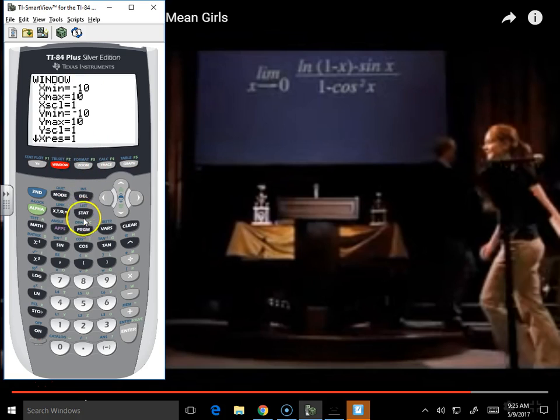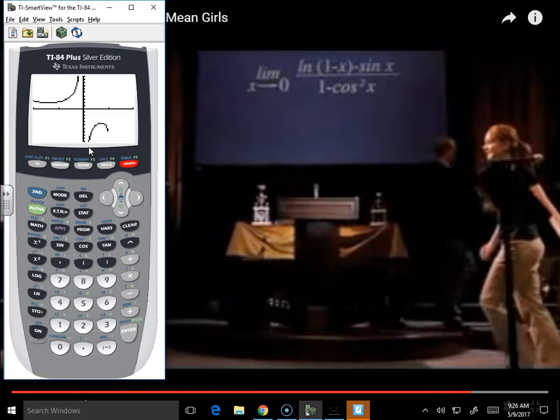If I was to zoom the window in a little bit and only have the x mins go to like -2 or something, and then have the x maxes go to 2 and then graph, what's going on as I come towards 0? Who cares what's going on at the outer extremities? Just look towards 0. And as I come from below, what's the limit? As I come from below, where's my function headed? Positive infinity. And as I come from above, where's my function headed? Negative infinity. Do those limits agree?